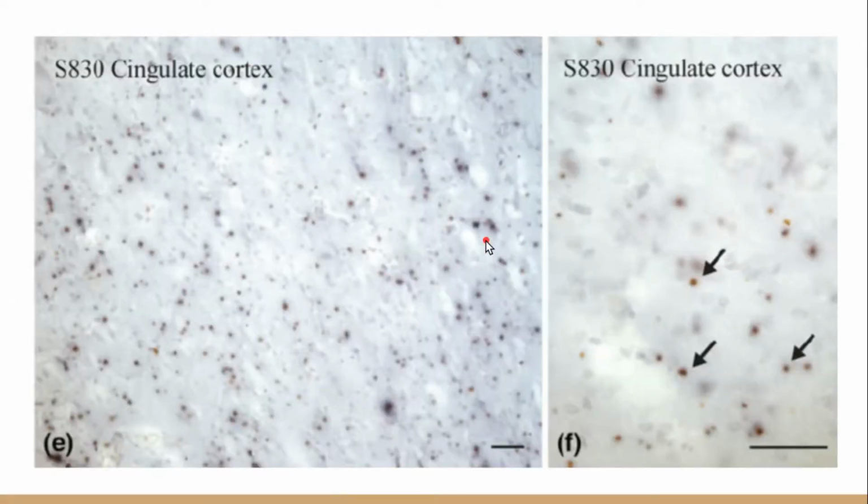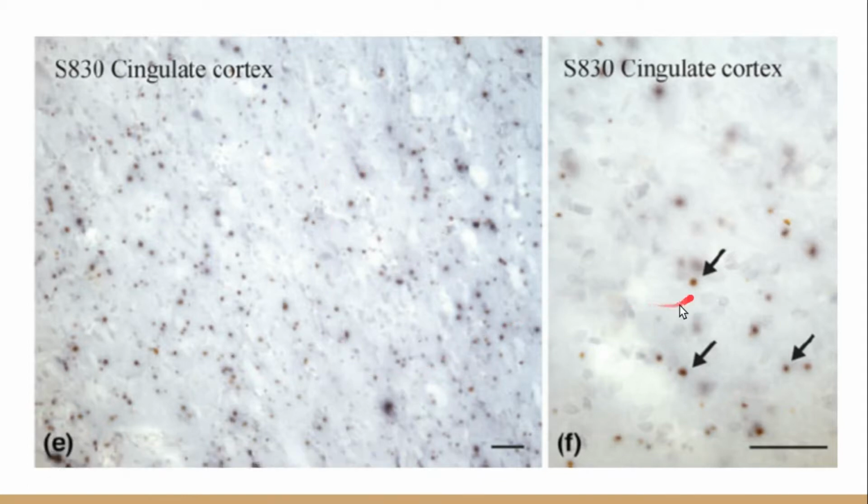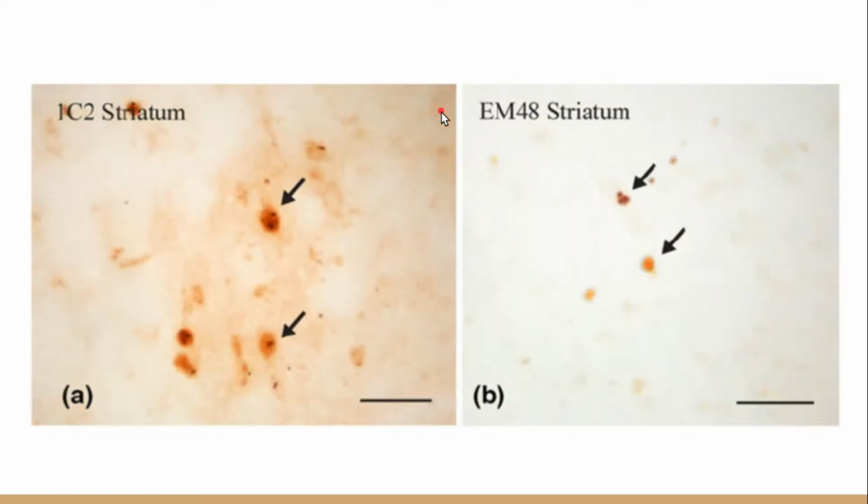What is fascinating is what happens when the N-terminal CAG repeat of Huntingtin is expanded. You get these insoluble aggregates that accumulate throughout the entire brain. These aggregates are these dark lumps, and they are even found in the brainstem. This is the cingulate cortex. This is another look at the aggregates in the frontal cortex, labeled using EM48. And another look at Huntingtin aggregates, this time in the striatum.